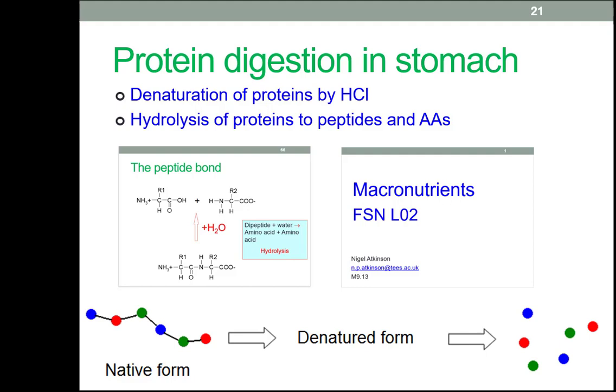So what happens to proteins in the stomach? The HCl denatures the proteins, causing them to unfold, causing structural changes that expose the peptide bonds, allowing hydrolysis by protease enzymes, as we've summarised in the picture at the bottom.